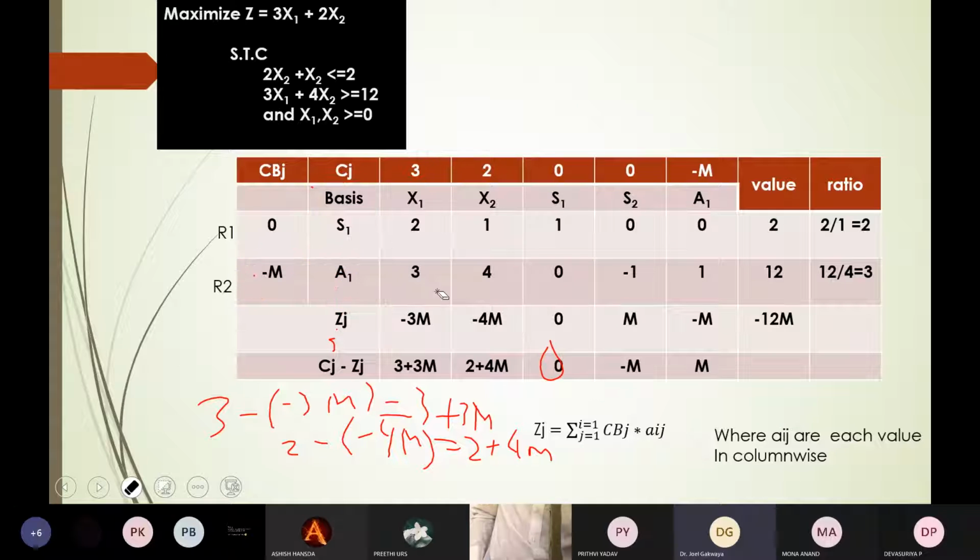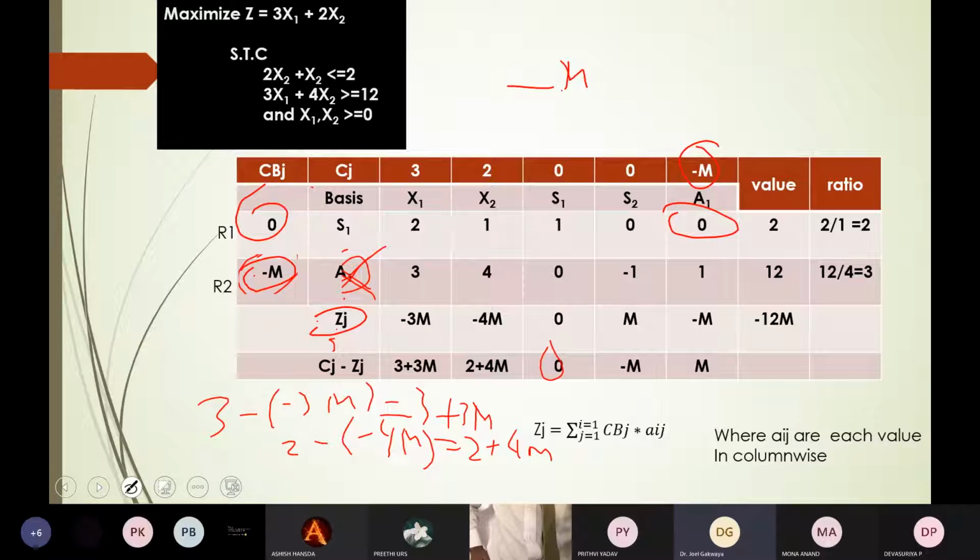Let's look at the first one here. Here we had minus M, correct? 0 into 0 is 0, minus M into 1 is minus M for Z. Now the value for this one was minus M, because Z was M. So the value has to be 0 here, not M, because minus M plus M is equal to 0. Please note that one.